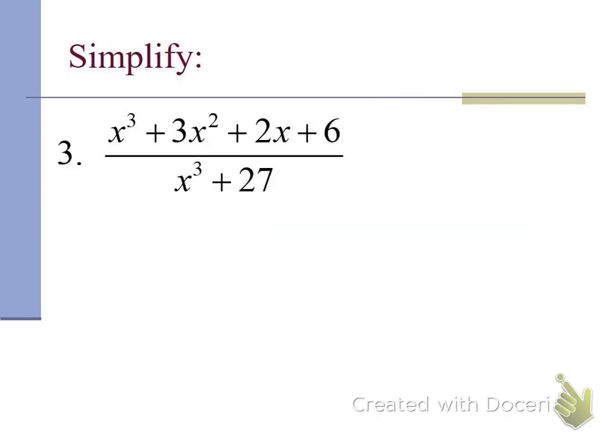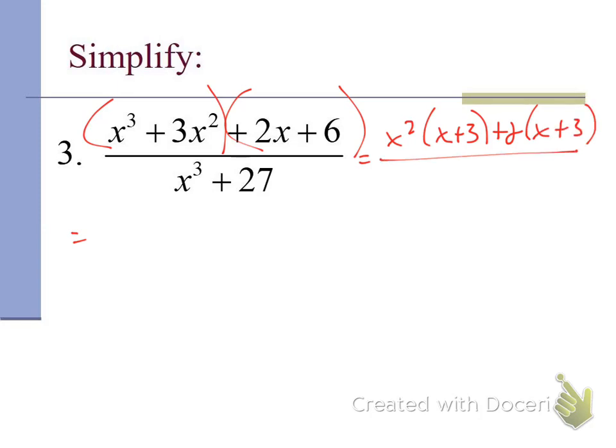All right. Another one I'll walk you through. We need to factor these guys down. And the 4 term, you've got to factor by grouping. GCF in the first two is x squared, and you get x plus 3. GCF in the second two is plus 2, and x plus 3. All over x cubed plus 27.